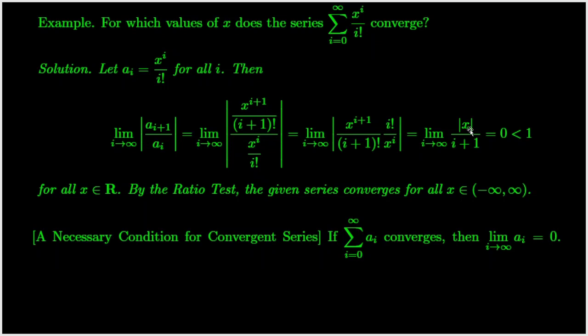We have seen the idea before, right? As i gets larger and larger positive, the limit is 0. Of course, 0 is less than 1. So that's why the series converges for any x value. For x value of 3, for x value of 5, for x value of negative 10, for whatever x value.